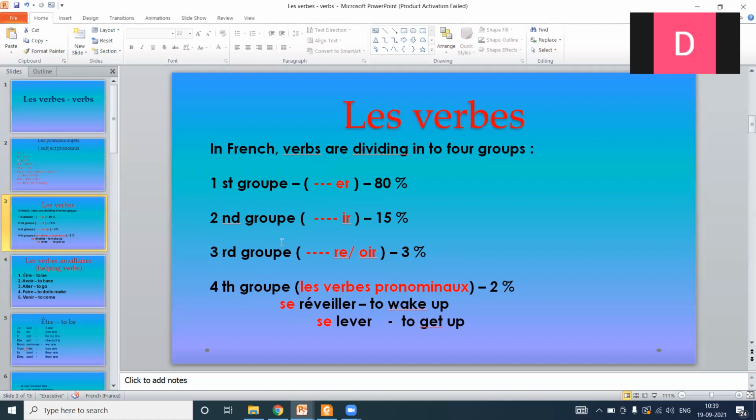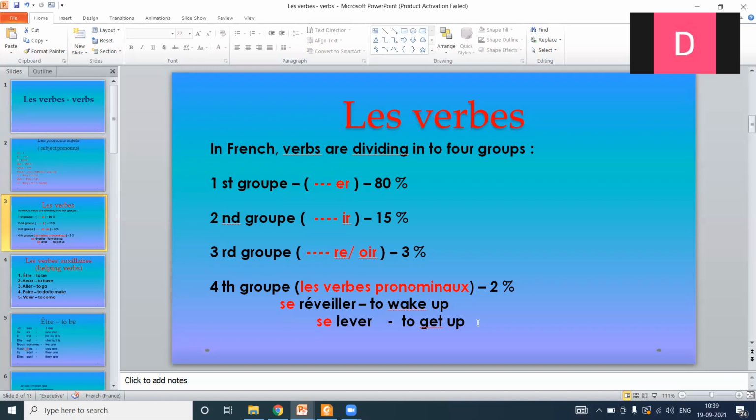And the second group, ending is IR, 15%. Third group, ending is RE and OIR, 3%. And the fourth group, les verbes pronominaux. You know, it means reflexive verbs, daily activity verbs. And these are 2% of the verbs. How many types of verbs are there? Four types of verbs are there.